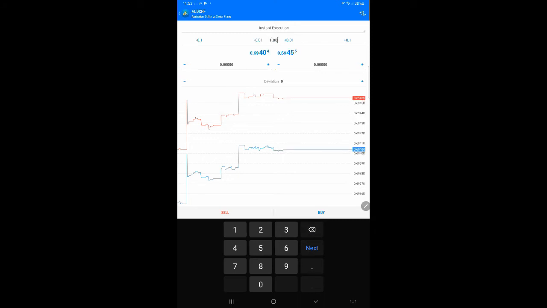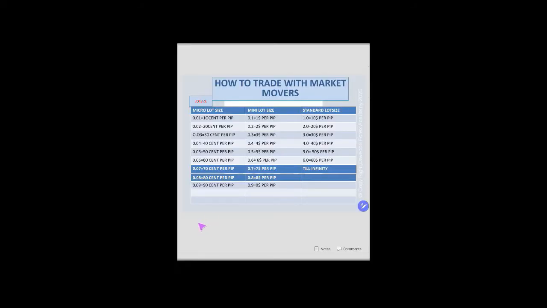1.0. I click buy or sell. What that simply means is that I'm going to be making 21 times 10. So I'll be making 21 times 10. I'll be making $210 just for using 1.0. Alright?